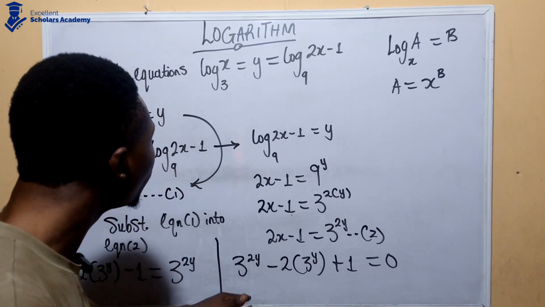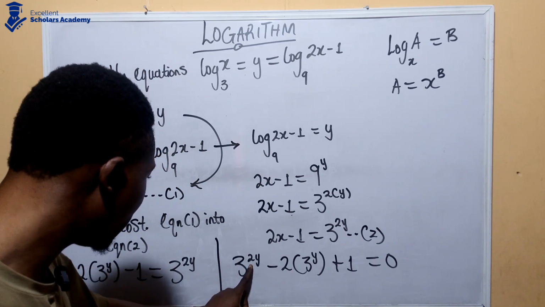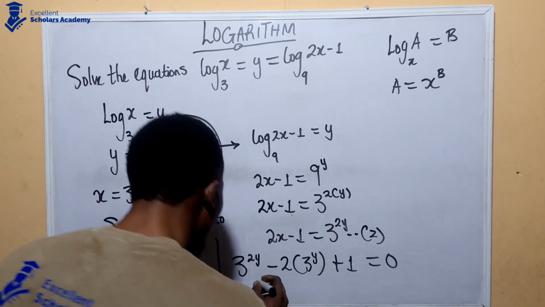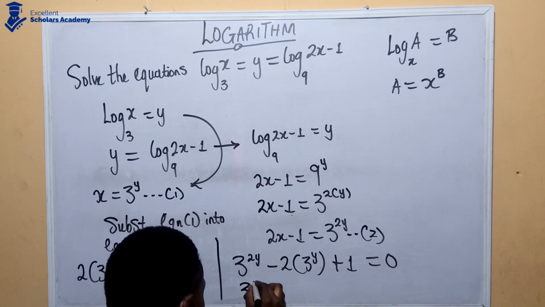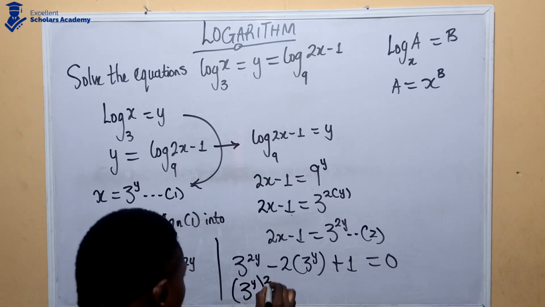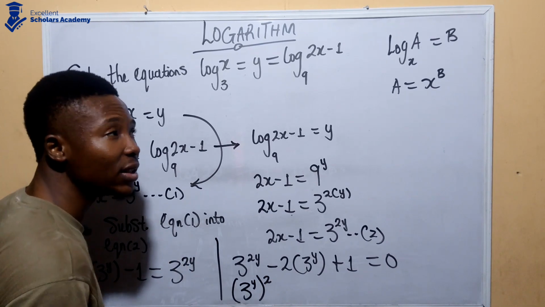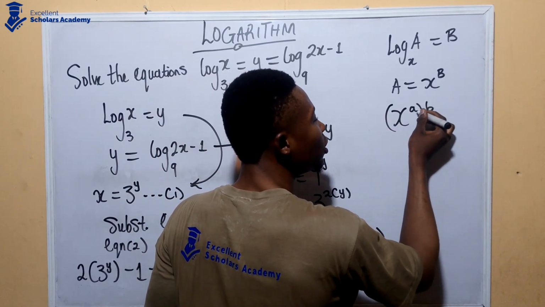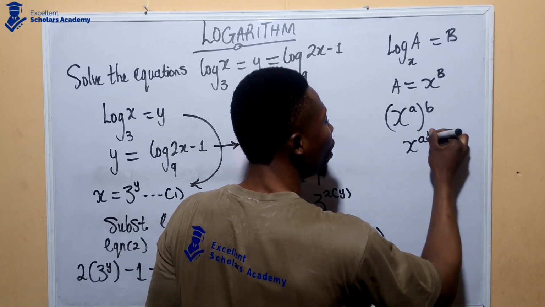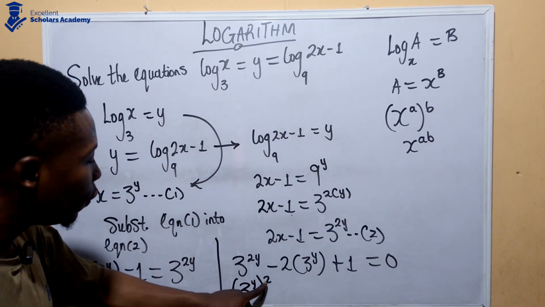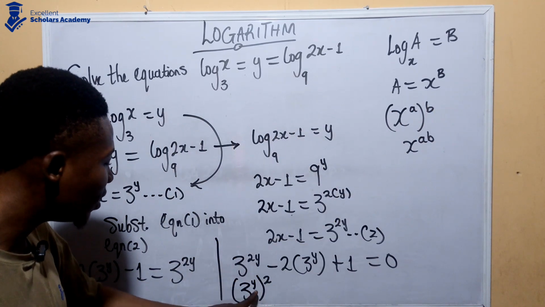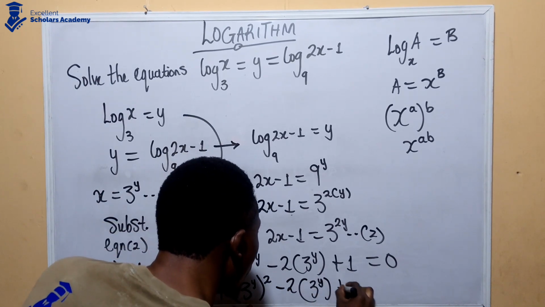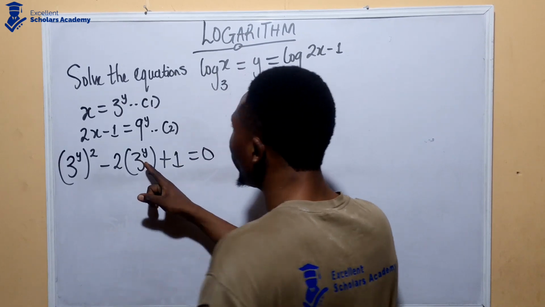We are going somewhere. Now let's find a way to express this 3 to the power of 2y in form of 3 to the power of y. Now how do we do that? If we write this as 3 to the power of y all into 2, this is still the same thing as this. Don't forget the law of indices that says if you have x to the power of a all into b, you can multiply the power inside and power outside, it becomes x to the power of ab. If you multiply 2 times y, you get 2y. So this is the same thing as this. Minus 2 into 3 to the power of y plus 1 is equal to 0. This is what we have now.